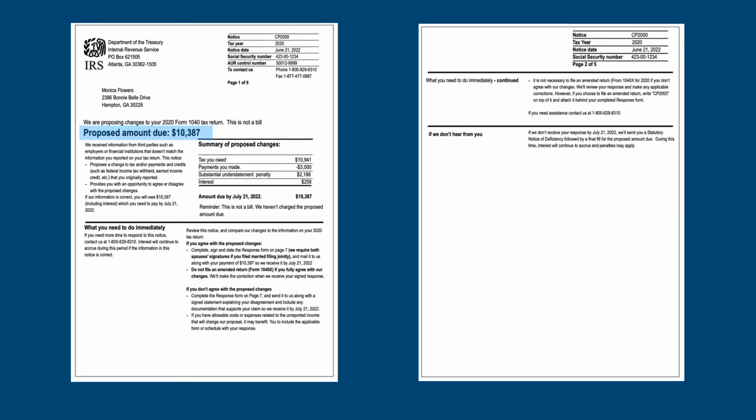The first 2 pages of the letter show the additional amount proposed and summarize how it was calculated. It shows the additional tax, any additional payments against that tax, any penalties, plus interest accrued from the date the tax return was due. Also on these pages is a summarized version of what she needs to do and the consequences of not doing anything.